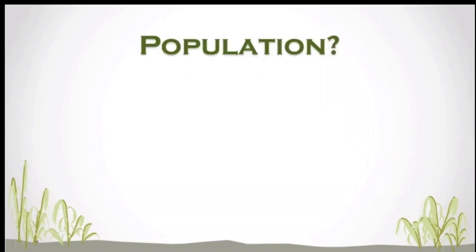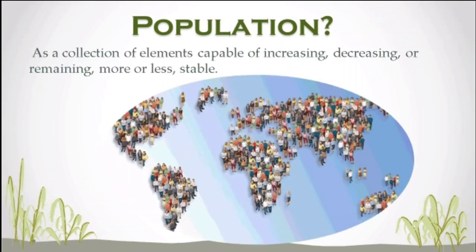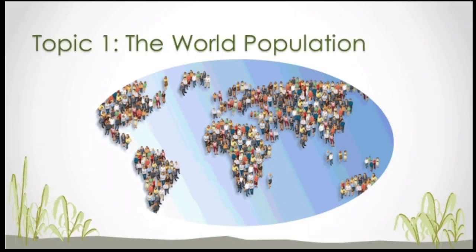Since we're going to discuss the population, let's first define population. The term population may be defined as a collection of elements capable of increasing, decreasing, or remaining more or less stable. We can speak of human population, animal population, or herbivorous population, like trees, grass, palms, and the like. Let's proceed to our topic 1, the world population.